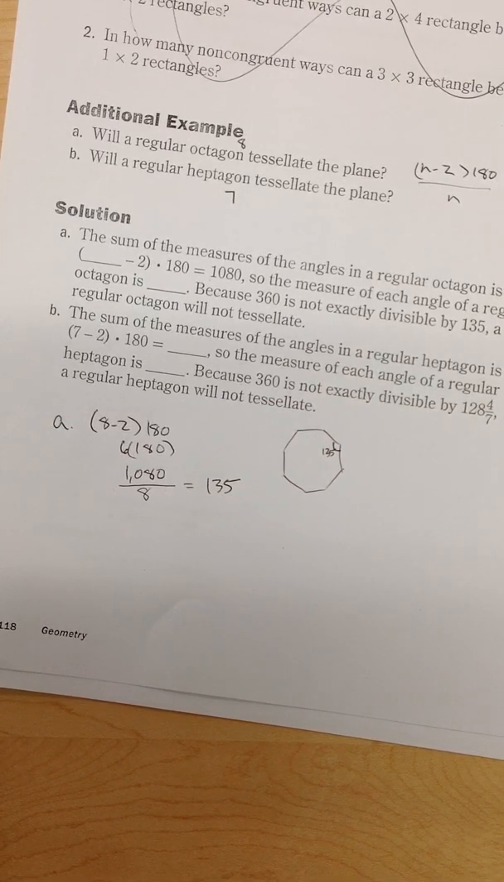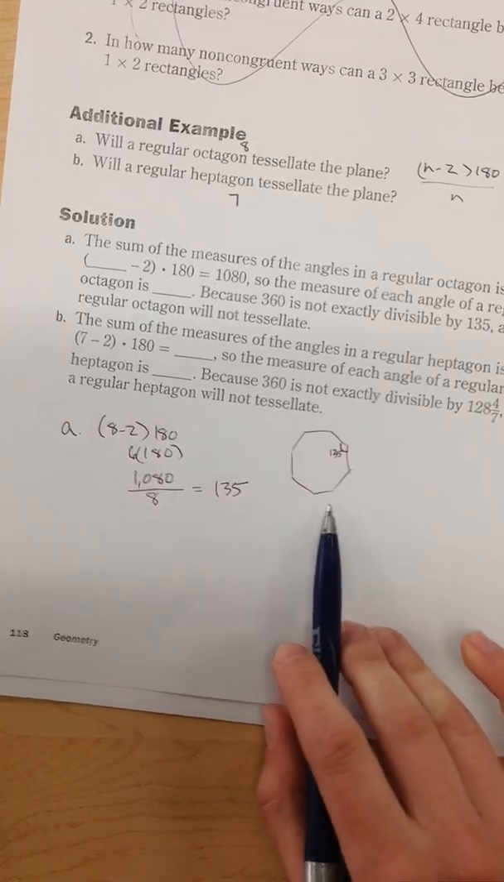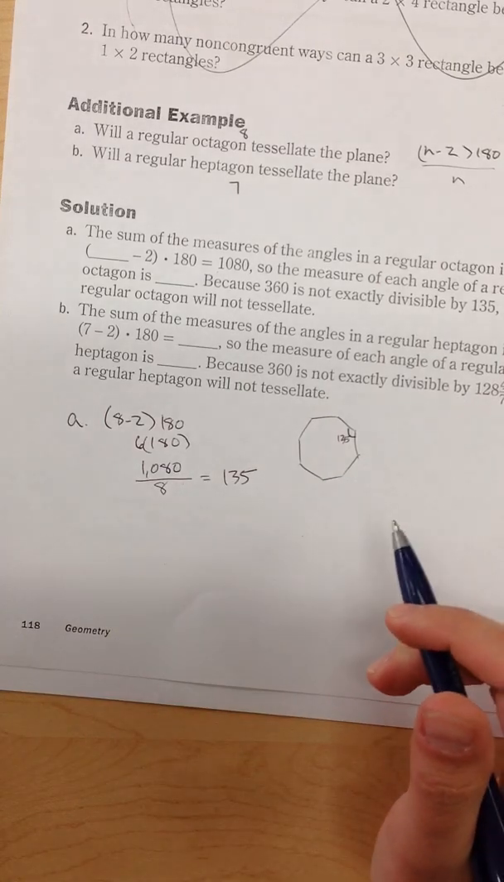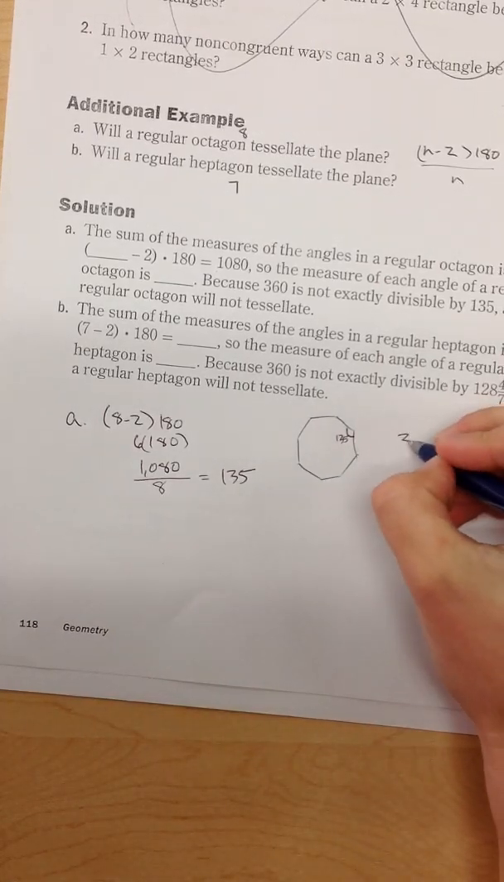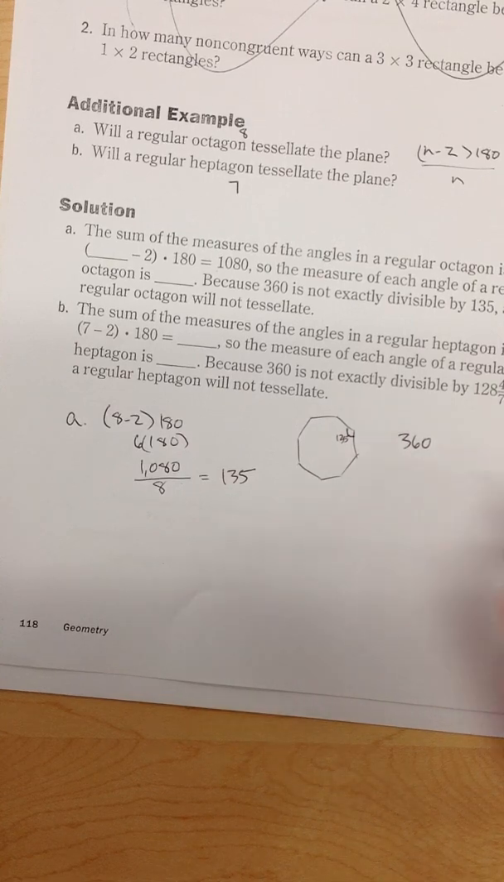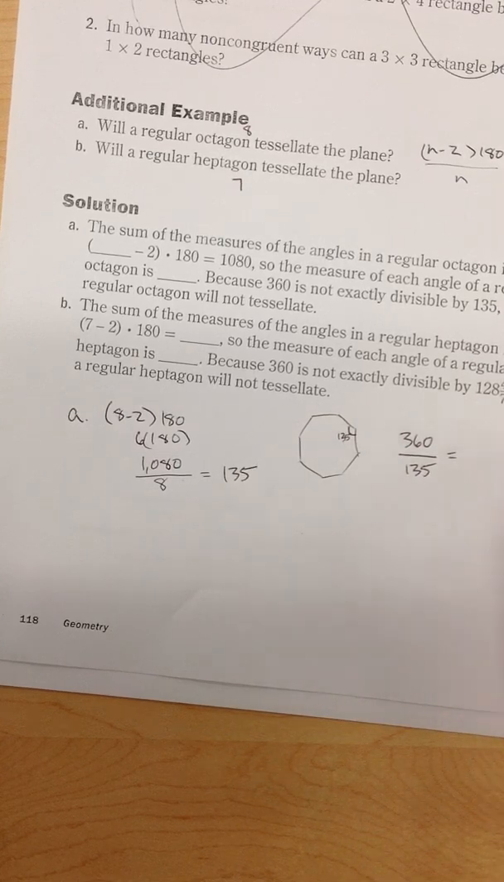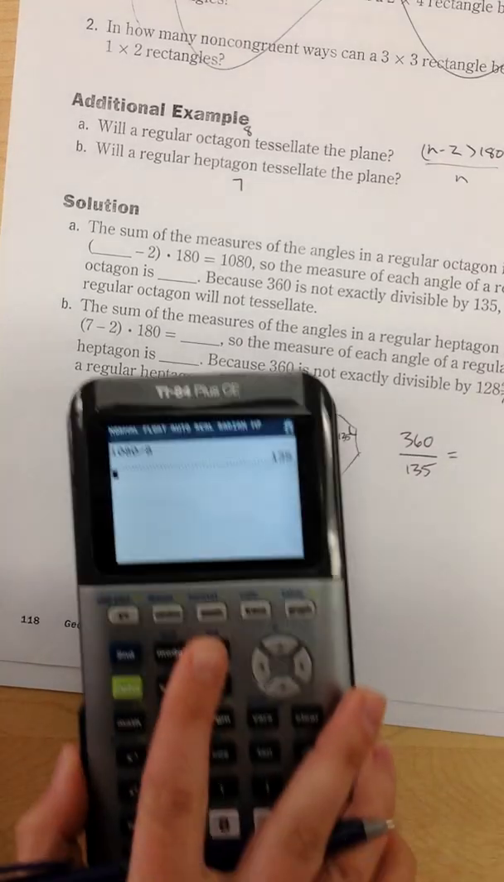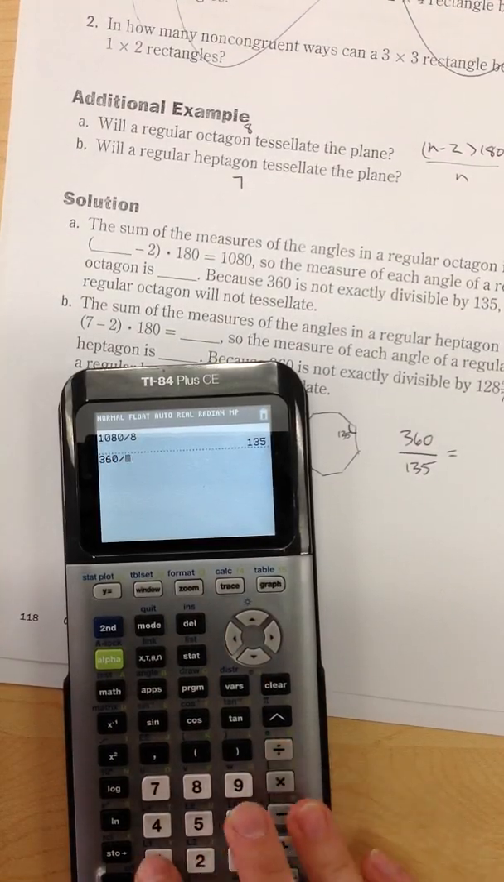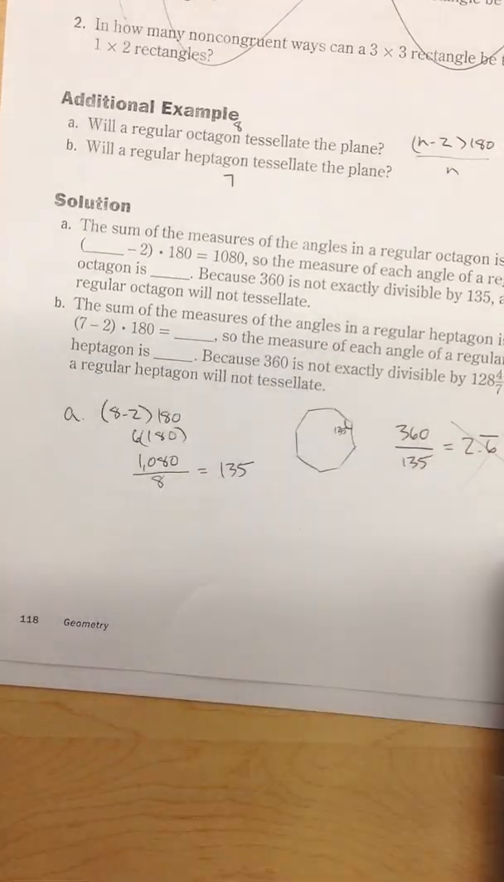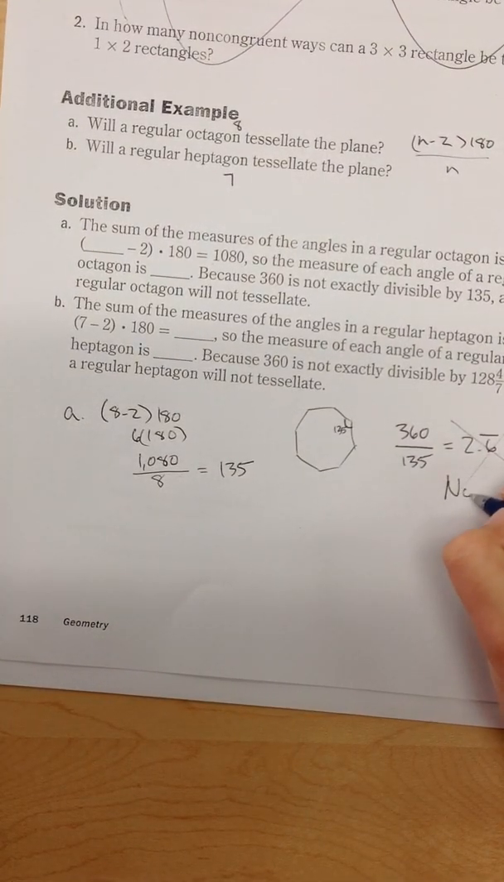Now the difference here is we have to figure out if this is going to tessellate the plane. So if I drew a bunch of these octagons, could I fill an entire space up on this paper with no gaps? Well, how I do that is I take 360, kind of like I had on that last one with that quadrilateral, divide it by 135. If it comes out nicely, this would be yes. If it doesn't come out nicely to be like a whole number, then it would be no. So if I do this here on my calculator, 360 divided by 135, you get 2.6 repeating, which is not a nice number. So since that doesn't work, this will not tessellate the plane. So this would be no.